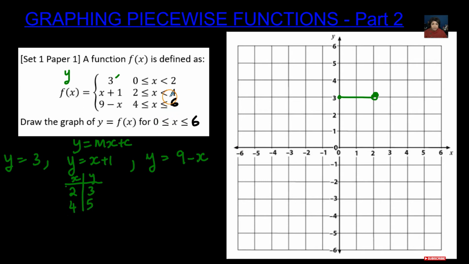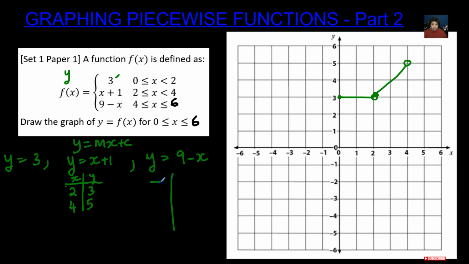So when x is 4, that value does not belong to this function, so it can't be included, which means we're going to draw an empty circle. So x equals 4, y is 5 there. We have to draw an empty circle, and then we join the 2 up. Okay, now we've done that function, we can go ahead and do our last function.